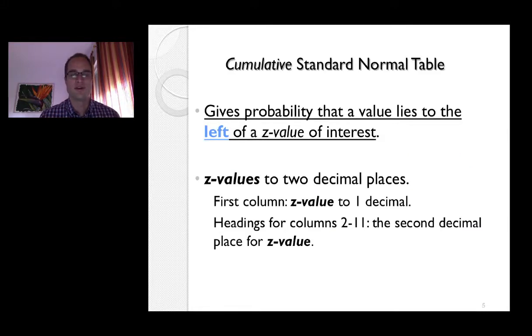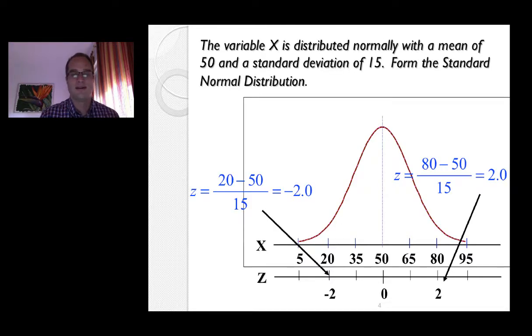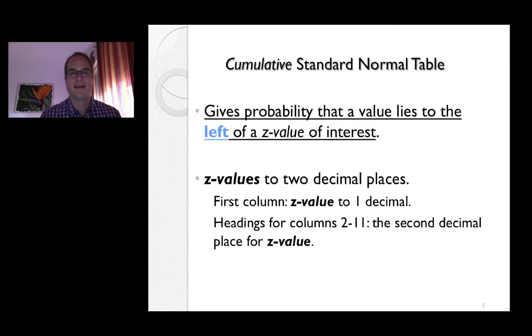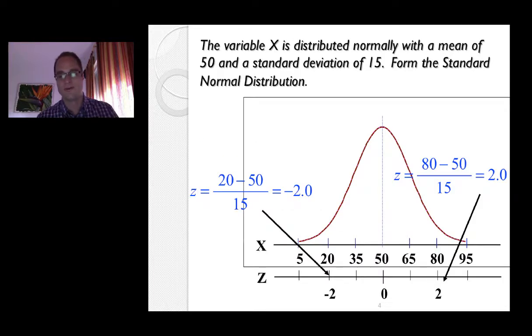Again, the table we use is the cumulative z-table. And it works like this. It gives the probability that a value lies to the left of the z-value of interest. So once you plug in a value for x, you will get a z-score, and the table is going to give you the area to the left of that z. So for instance, if you look up 2, it's going to give you the area to the left of 2, which we know should be close to 0.16.